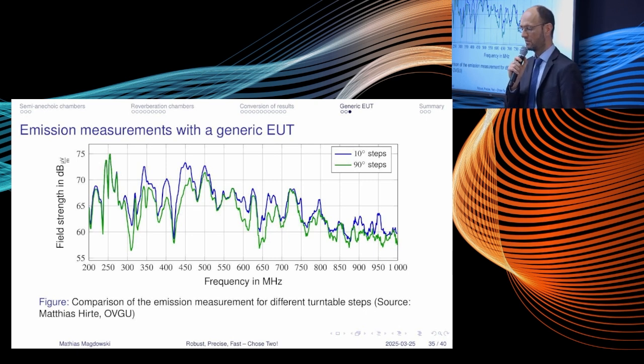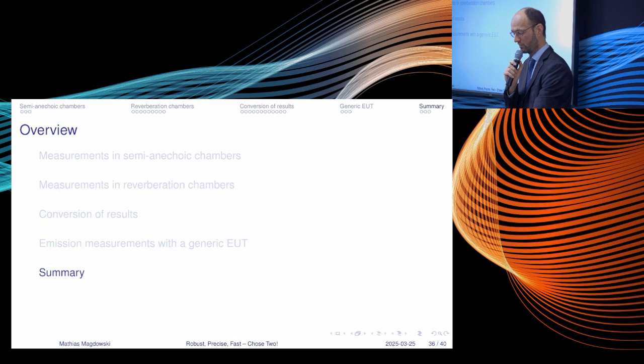So this is the measurement analyzed in terms of different step sizes. The green curve is just with 90 degree steps, very coarse stepping of the radiation pattern, and the blue curve is the one with 10 degree steps. You can see that there can be very large and notable differences between the two curves. And if we would go down to 5 degree steps, 2 degree steps, the real maximum might be even higher in this case. Okay, so let's come to a summary.